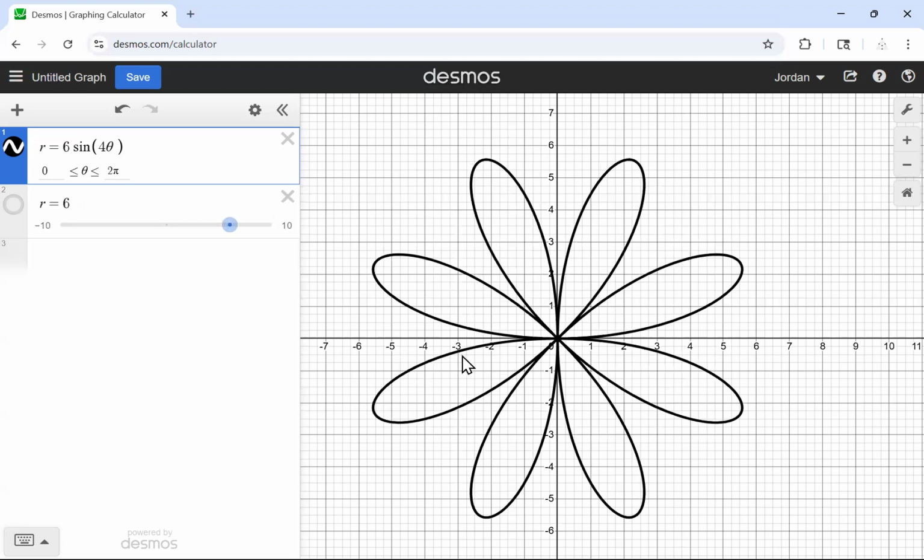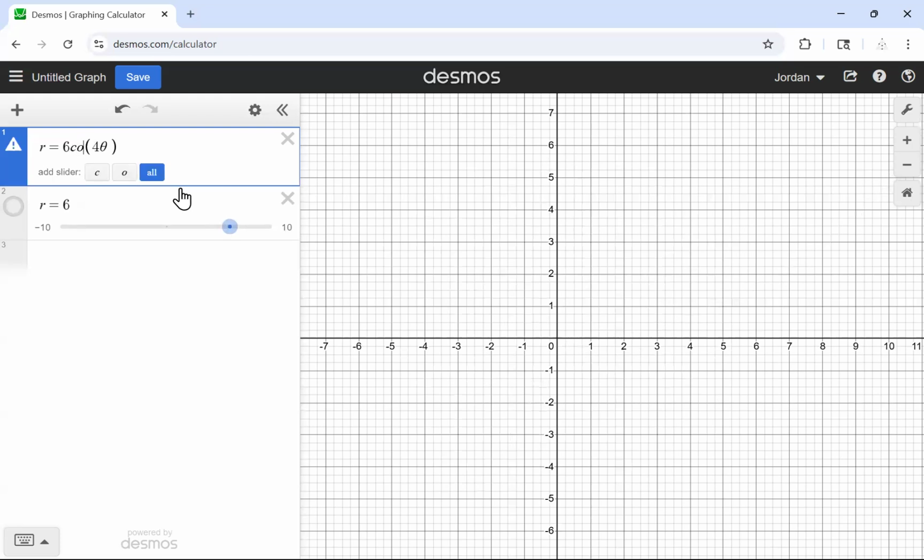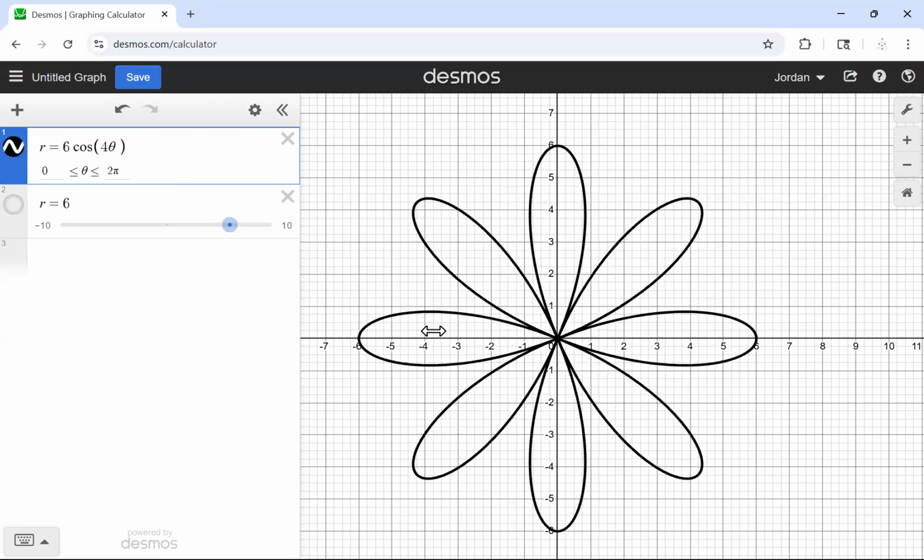If we have sine of 4 theta, that's going to cause 8 petals. Notice that no petal is sort of stretched out along the x or y axis. But when I take cosine, I have petals along the x-axis and petals along the y-axis. So going from cosine to sine is just a rotation of this object.